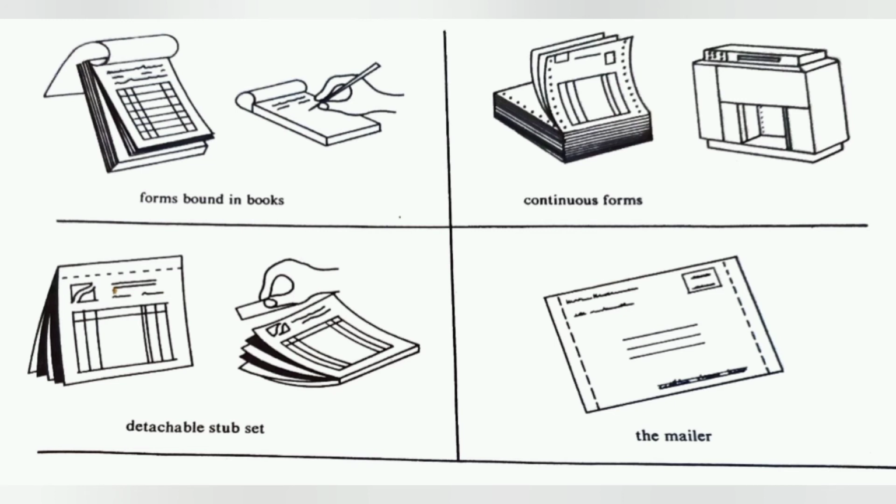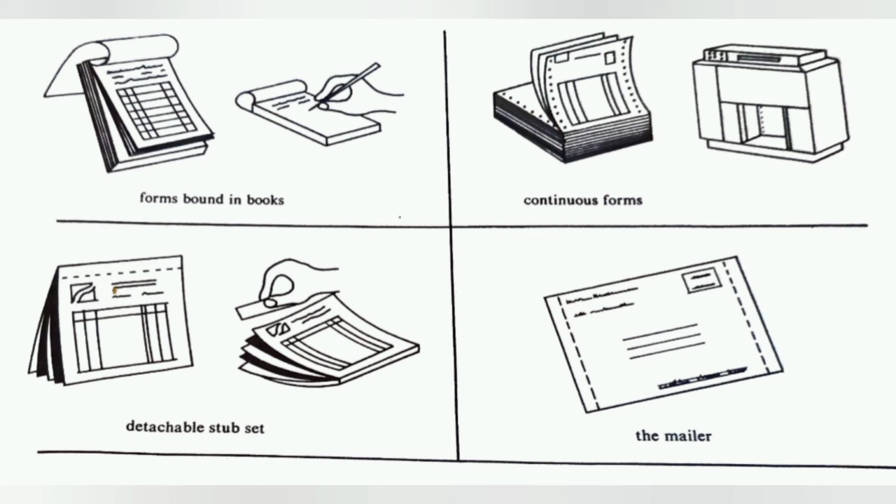The simplest specialty forms are those that are bound into books. They are very similar to padded cut forms except for a stronger binding. They are designed to be completed manually. Examples are sales books and receipt books.